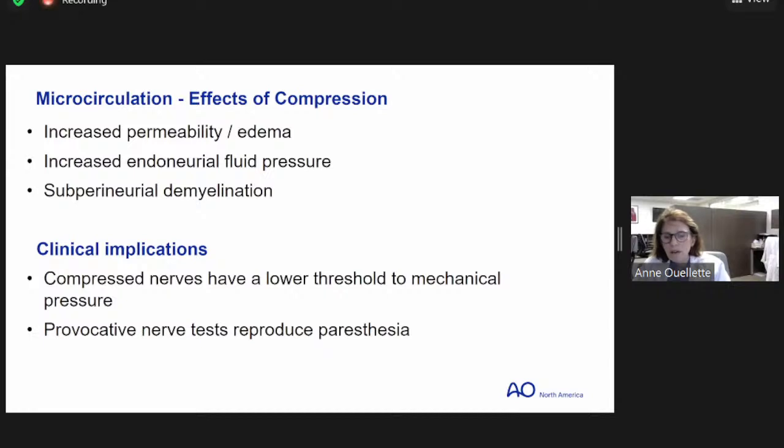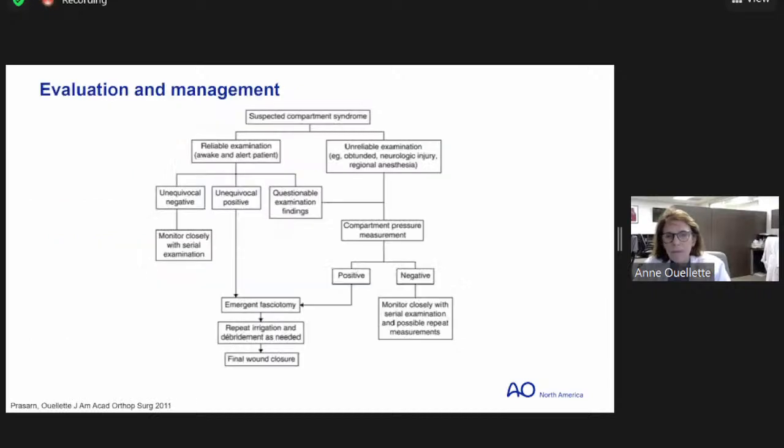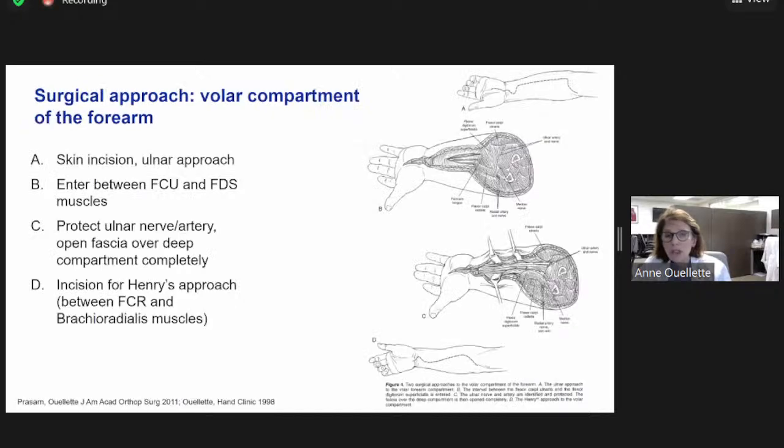Provocative tests are really good for producing paresthesias and dysesthesias, and use those. So if you have a suspected compartment syndrome, again, in awake alert patients, you monitor them closely, but we all know there's a huge argument about, well, what pressure? Can you use pressures as a demarcation line? Not really. You're using clinical and pressure. And then doing fasciotomies, final wound closures, or allowing the wounds to heal secondarily.